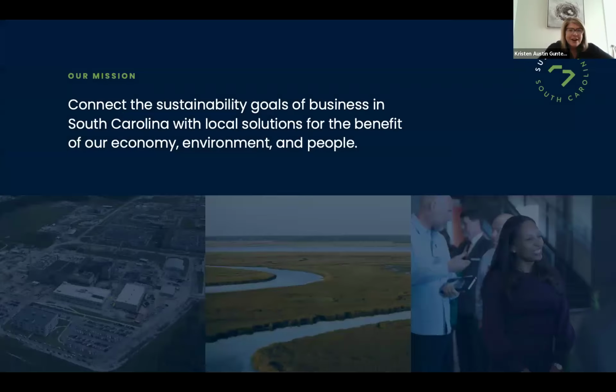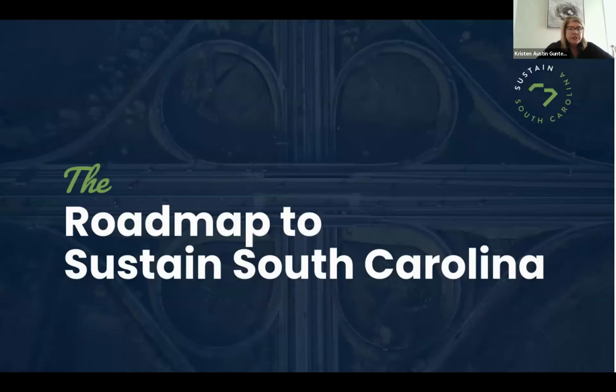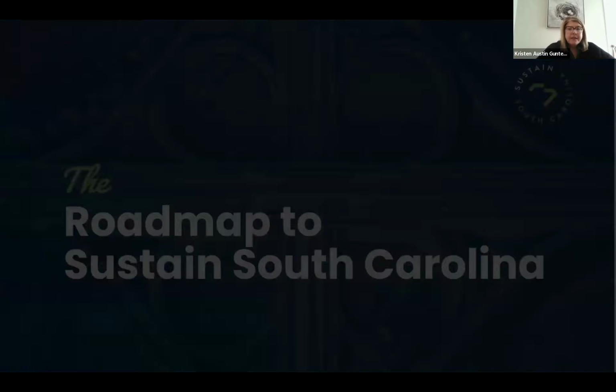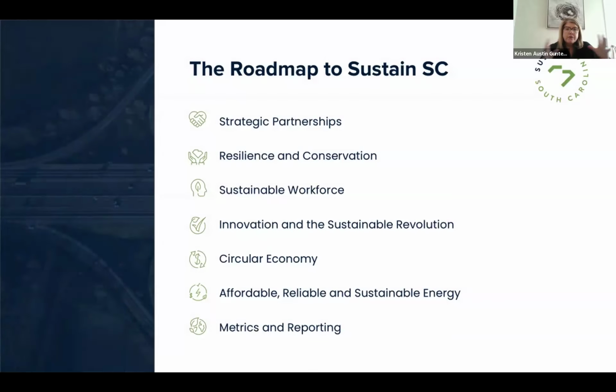So to kick us off, we are all here for Sustain SC efforts to connect the sustainability goals of businesses in South Carolina with local solutions that benefit our economy, our environment, and our people. And that is the bread and butter, the mission of Sustain SC. We really are working to make South Carolina a more sustainable state. And we're doing that through the roadmap, where we're focused on 7 accelerators that really are the framework in how we do our business with all our membership and partners and stakeholders throughout the state.